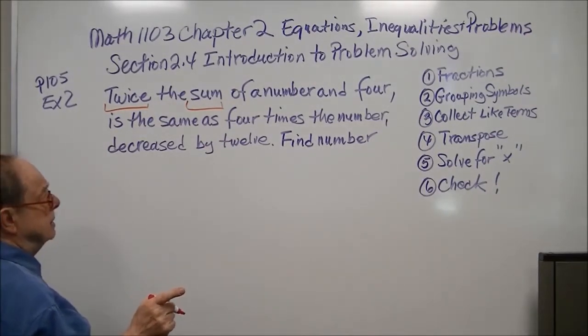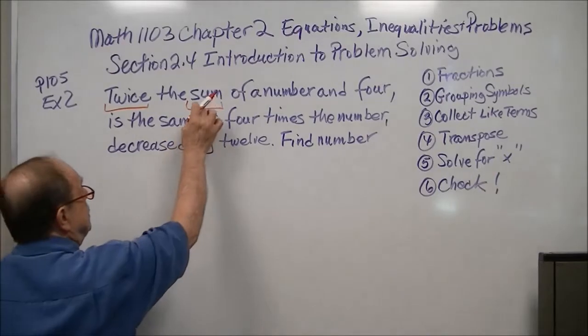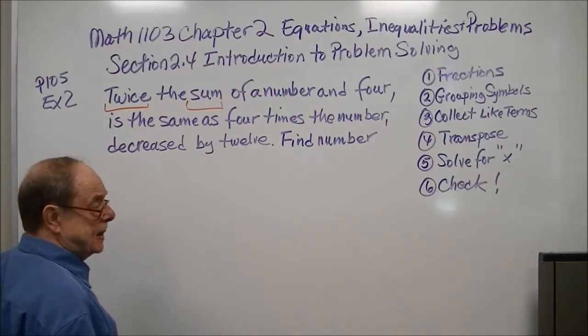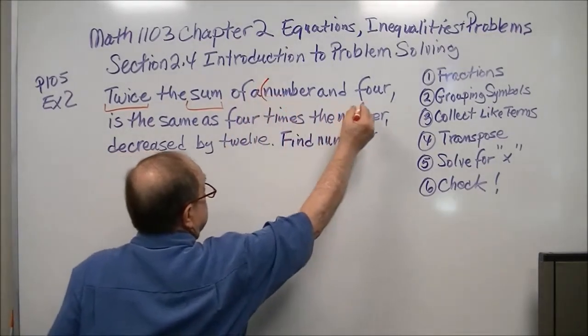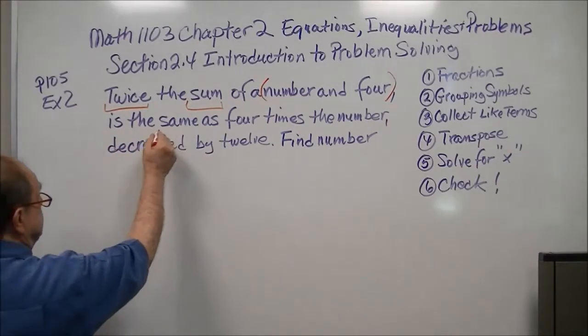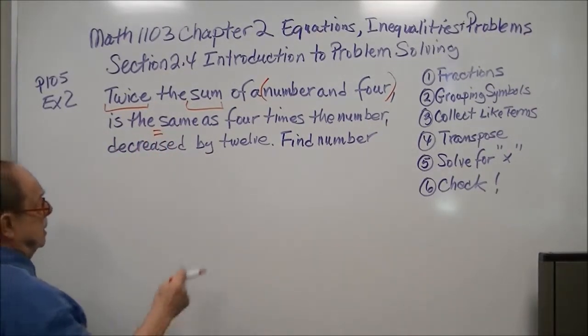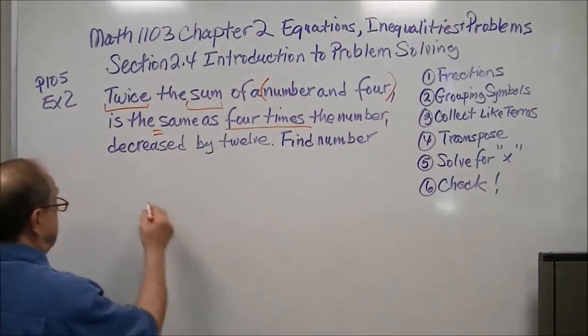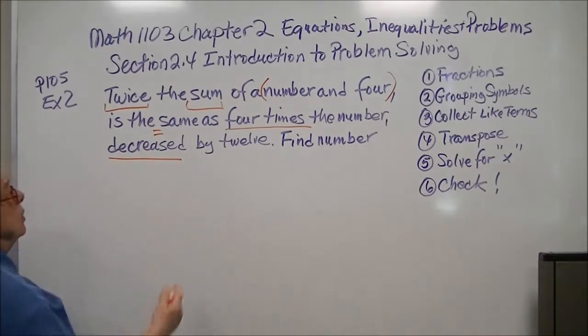So here's where it gets a little bit tricky. How do we show the sum of a number and 4? And the answer is we put it in a parenthesis. And then we know that is the same as, is equal. 4 times the number, that's pretty straightforward. Decrease, that's subtraction by 12. Okay, we should have enough, but again, you may have to read it again and try to understand what they're asking.